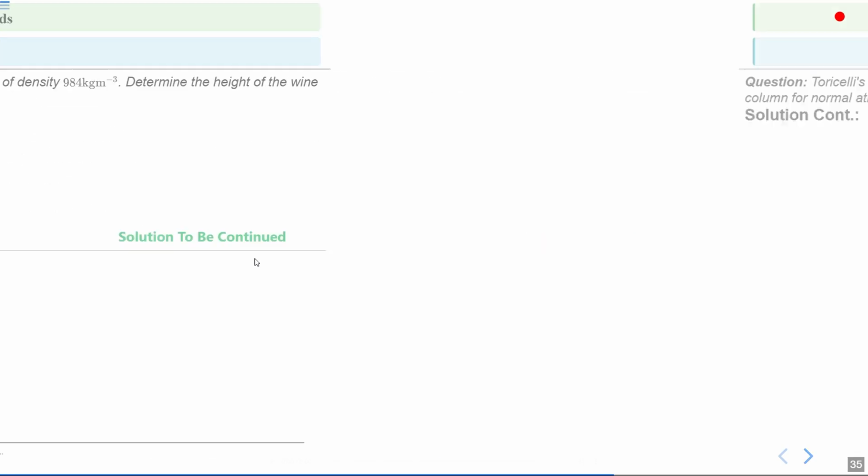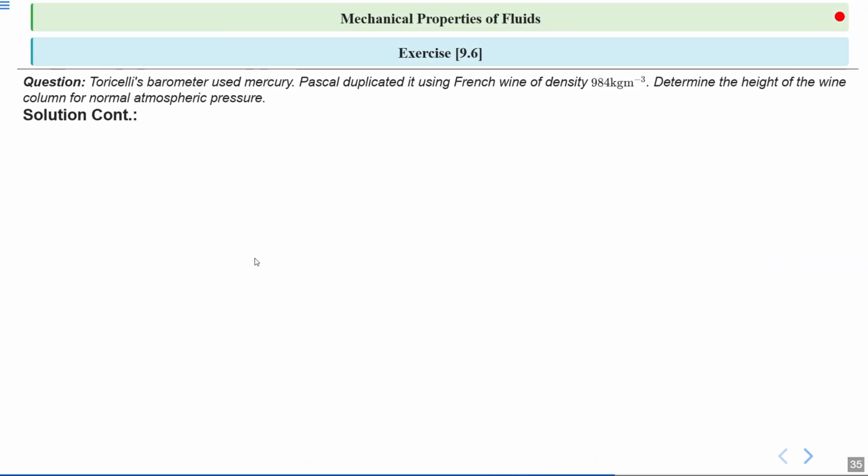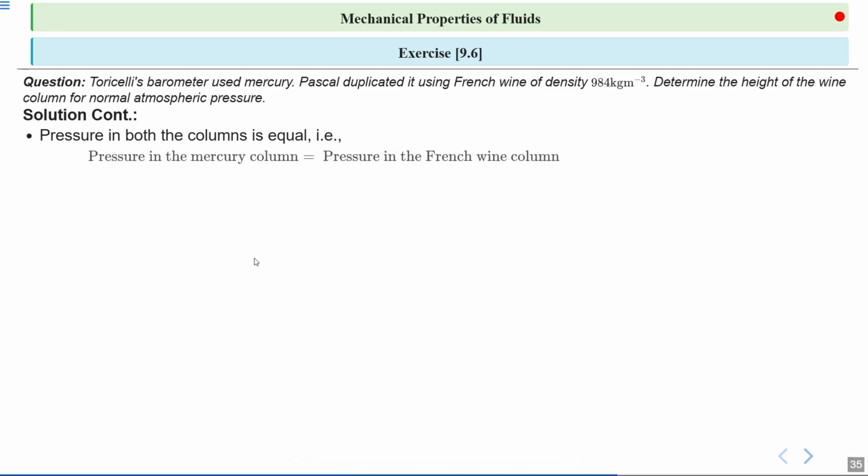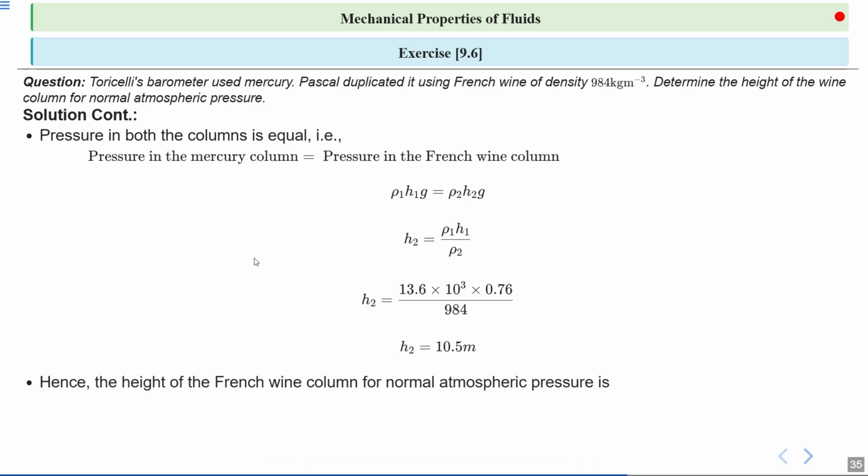Alright. Now, pressure in both columns is equal. Pressure in the mercury column is equal to pressure in the French wine column. So ρ1 H1 g equal to ρ2 H2 g. So H2 equal to ρ1 H1 divided by ρ2. Substitute the values, and you will get H2 equal to 10.5 meter. Hence the height of the French wine column for normal atmospheric pressure is 10.5 meter. Alright.